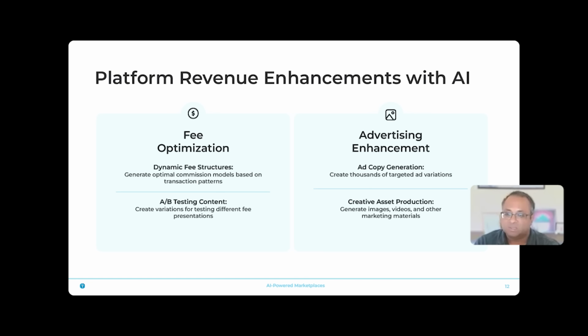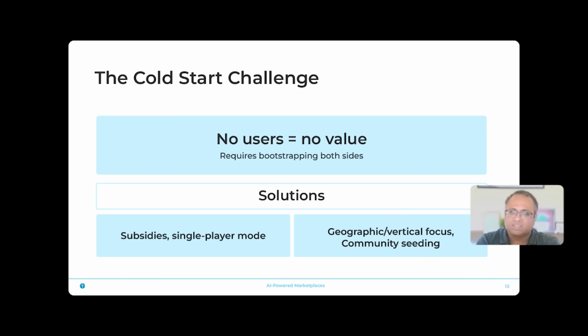Automated A/B testing is very, very important, and many of these platforms also offer this as a complimentary service. In terms of advertising enhancement, ad copy generation and creative asset production is also something that generative AI can help you with tremendously these days.